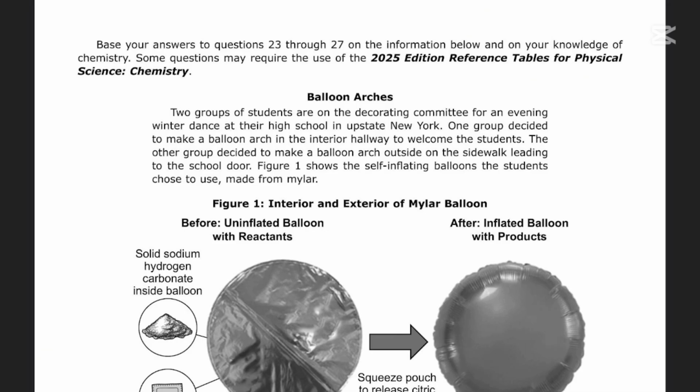So two groups of students are on the decorating committee for an evening winter dance at their high school in upstate New York. One group decided to make a balloon arch in the interior hallway to welcome the students. The other group decided to make a balloon arch outside on the sidewalk leading to the school door. Figure 1 shows the self-inflating balloons the students chose to use, made from mylar.